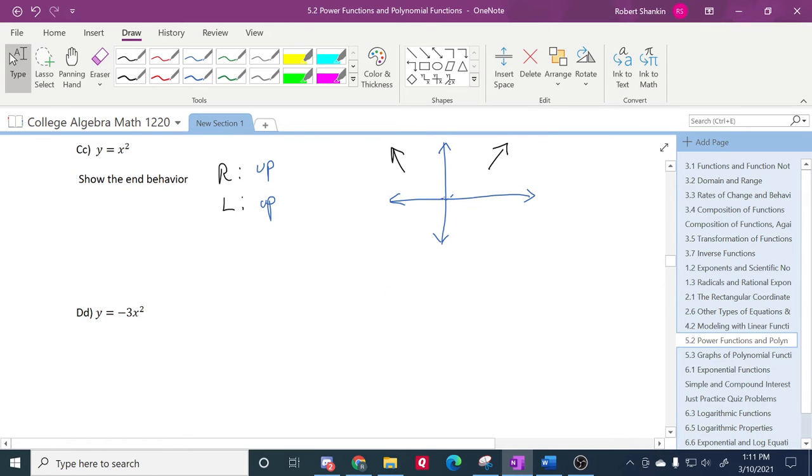All right. Do part D. And type it into your group chat.